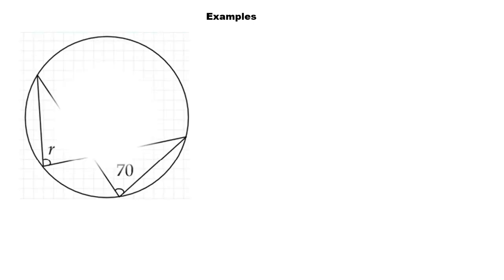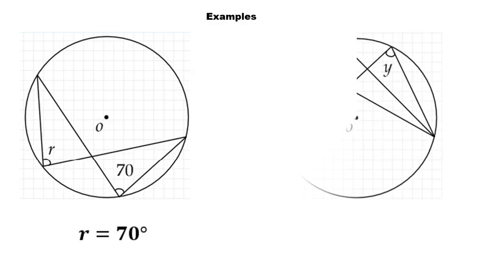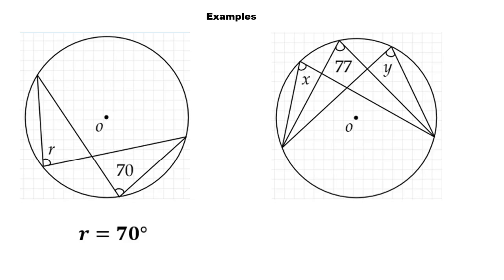We are given an angle on the circumference which is 70 degrees and we need to find the value of angle r, which is also on the circumference. As we can see, angle r and the 70-degree angle are subtended by the same arc, which means r is also equal to 70 degrees. Let us also look at our second example, whereby we have three angles: angle x, a 77-degree angle, and angle y. From the diagram, we can see that these three angles are all subtended by the same arc. Therefore, angle x is equal to angle y, which is equal to 77 degrees.